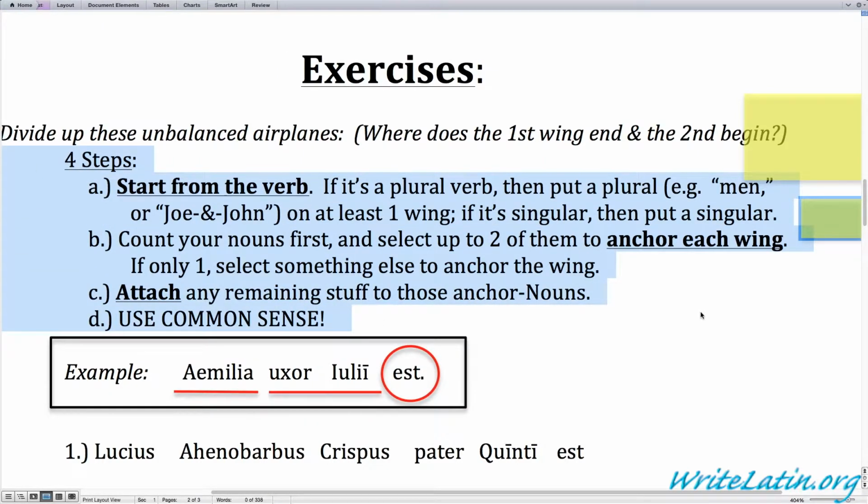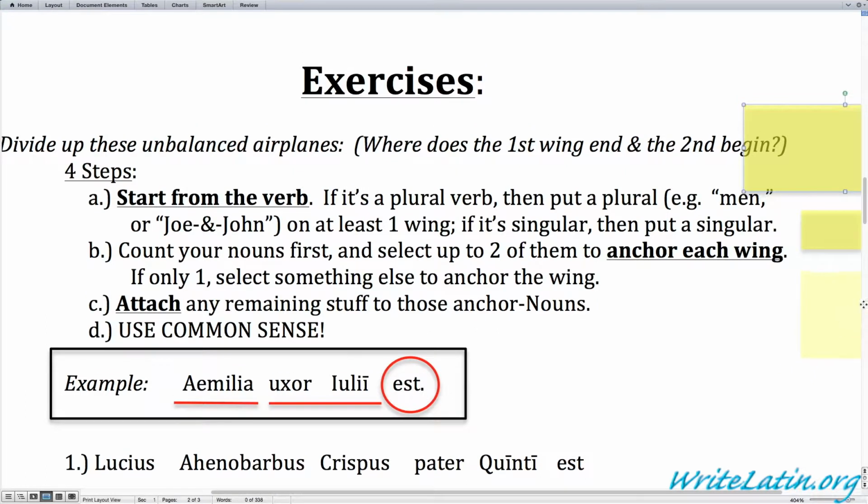Most of this stuff you could have probably figured out on your own, so ignore this if it's a problem, but these are suggestions that might help you. Number 1, start from the verb. The verb's number, whether it's singular or plural, matters. So if it's a plural verb, then you better have a plural noun, like Joe and John, or men. If it's a singular verb, then you better have a singular noun, like just Joe, or man.